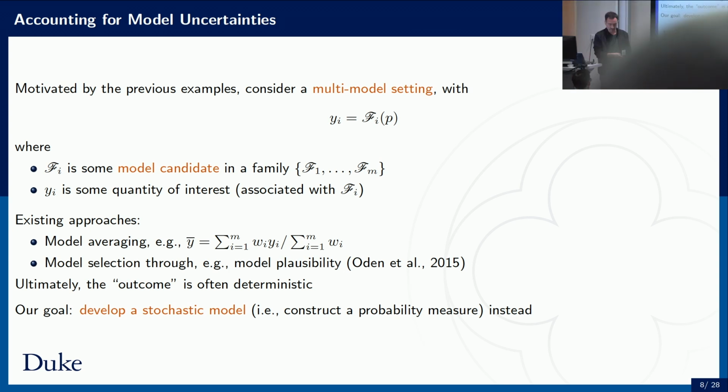So to clarify this, all of the examples I gave you can be cast in this setting where you have a family of model candidates, and you have to deal with them. There are a couple of things you can do with this. One common approach is essentially model averaging. That is, you run your prediction for all of your models, and you take the weighted prediction across all of your predictions.